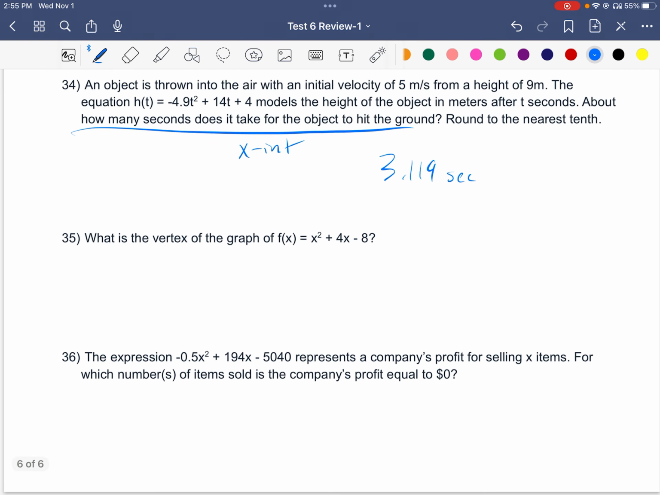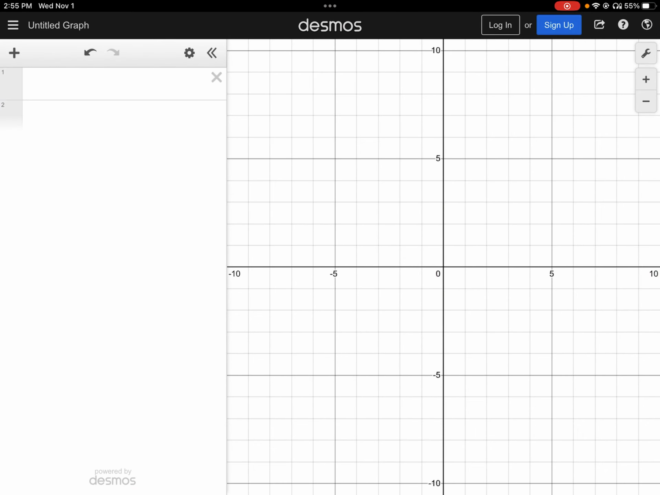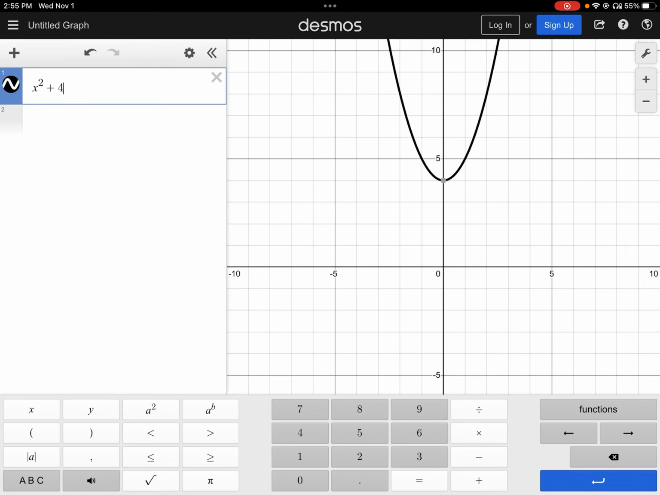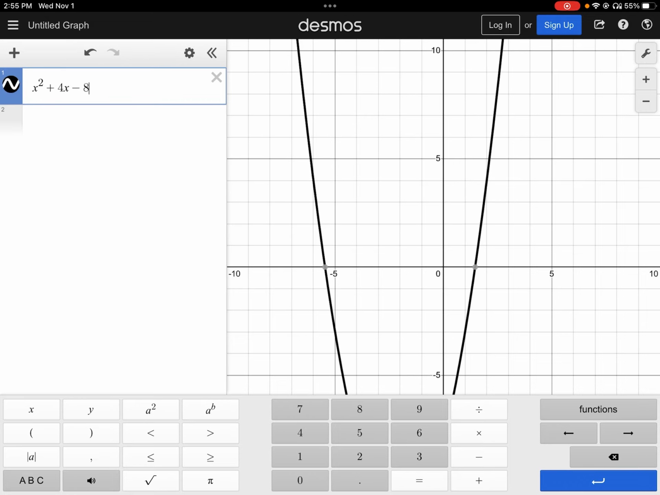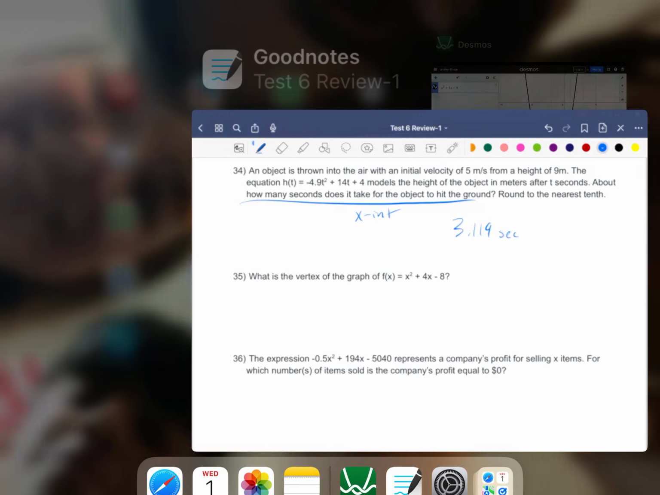35. What is the vertex of that graph? I mean, you could find it by hand, but I just type it in Desmos. Why not use that tool? So we've got x squared plus 4x minus 8. Vertex is -2, -12.